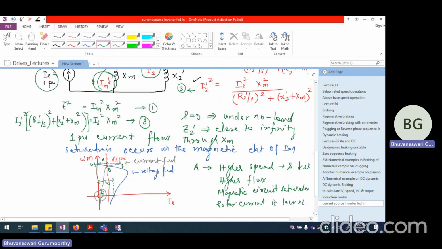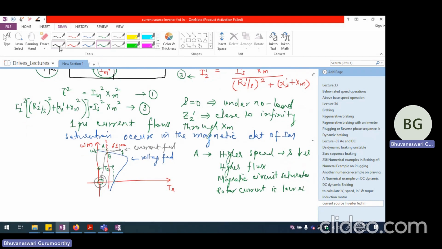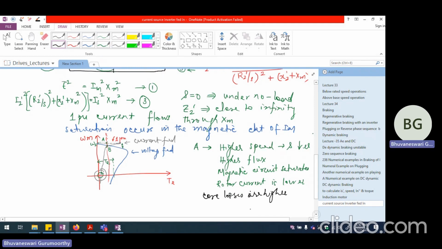So if rotor current is lower, but the magnetic circuit saturates, we will have core losses to be higher, and copper losses, especially rotor copper losses, are going to be smaller. So this is the case with respect to point A, what is shown as the operating point here. So that is point A.